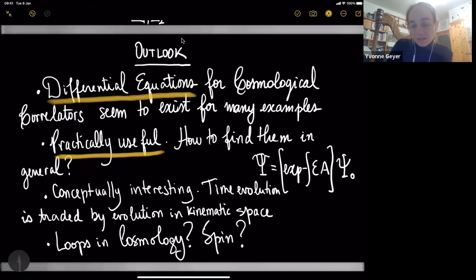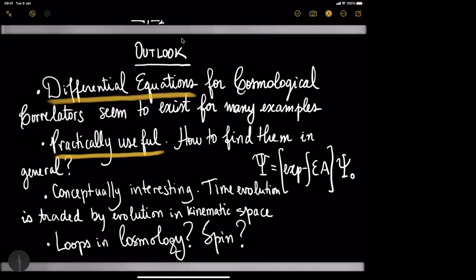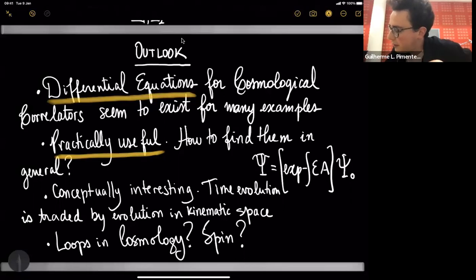Sasha? Hi, Guilherme. Quick question. So you say time evolution is traded for kinematic space. Is there a way to see that this time evolution was unitary? How do you see that it's a unitary time evolution? I don't know how unitarity is encoded in the matrix A.